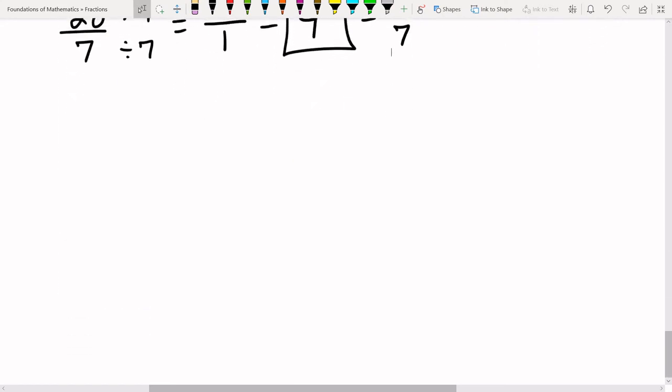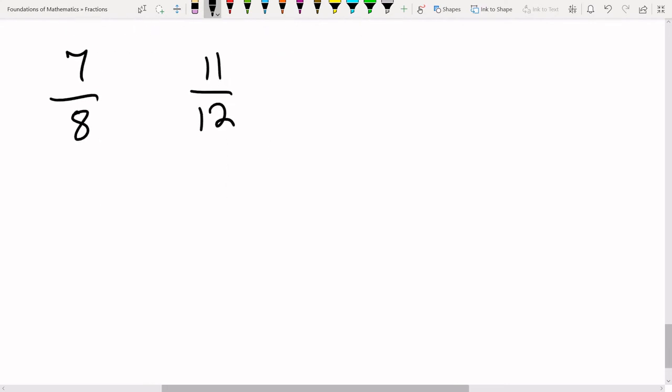So let's look at 7 over 8 and 11 over 12. The question is, which one is bigger? Well, these two fractions have different wholes, right? 8 parts in the first one makes a whole, and 12 parts in the second one makes a whole. And you see we have 7 parts for the first and 11 parts for the second. So which one looks bigger? Well, if you want, we can actually kind of draw these out.